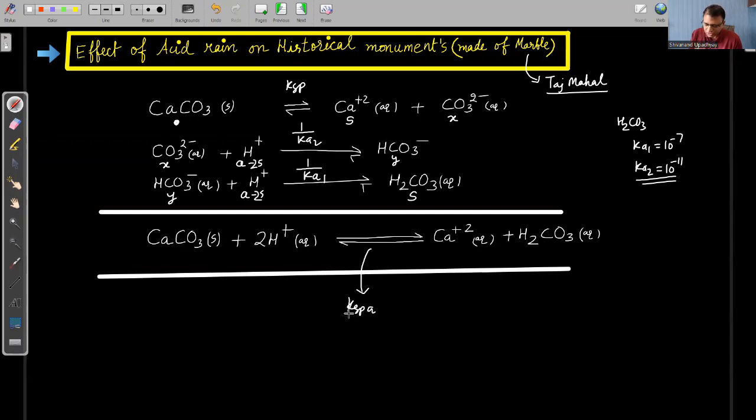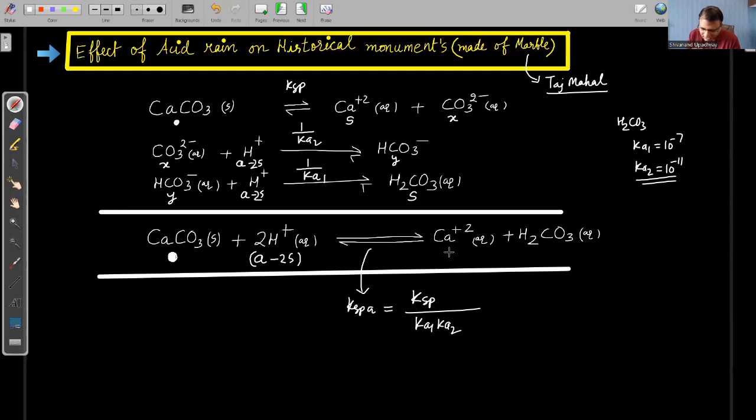KSPA is the solubility product of a sparingly soluble compound in acidic medium. For this particular example, that is equal to KSP divided by Ka1, Ka2. And if we write in the net reaction concentration, this solid will be there at equilibrium. The concentration of H plus, if initially it is A, it will be A minus 2 times S, where S is the solubility of calcium carbonate.